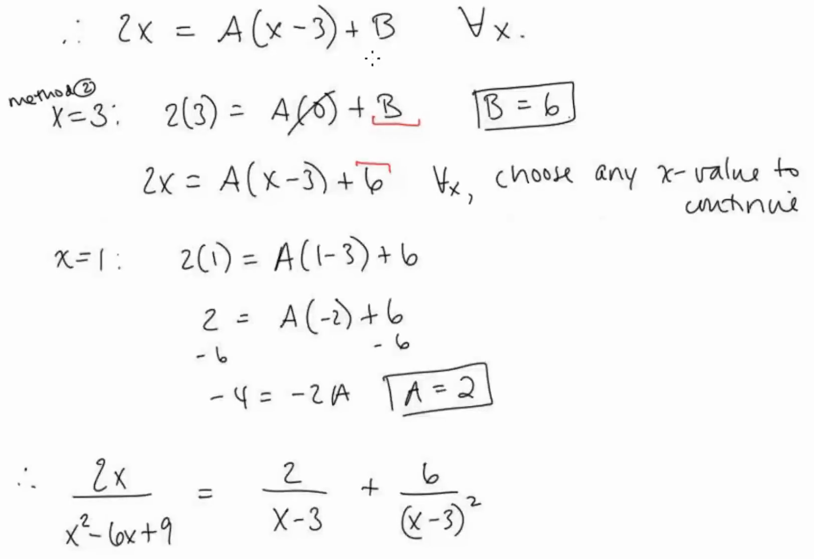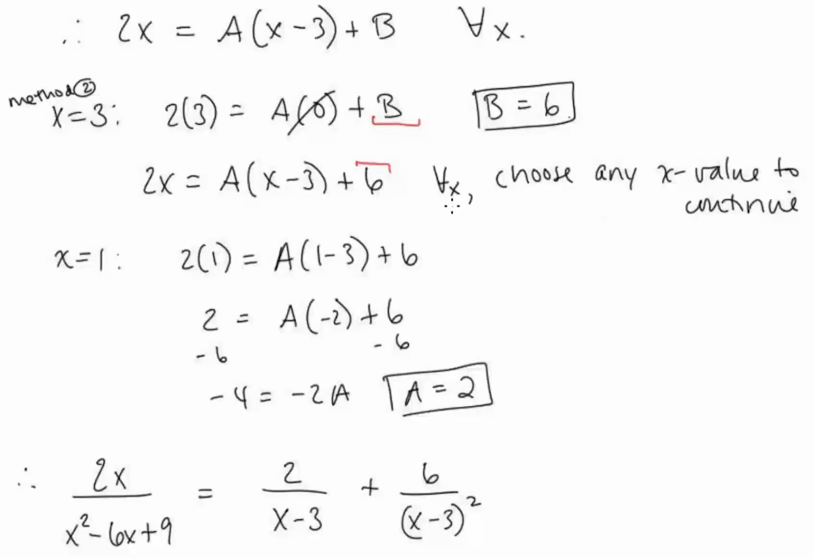But now notice there's not any other super convenient value for x. In other words, there's no other value for x that's going to make one of these terms go to 0. So what we want to do in this case is take the b that we just found, b is equal to 6, and plug it back in to the equation. So now we have 2x is equal to a times x minus 3 plus 6 for all x. And we can choose any x value to continue.